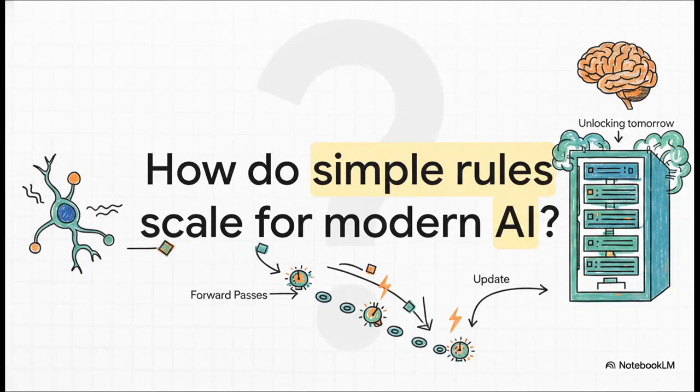Which leaves us with this pretty incredible thought to ponder. Every massive, world-changing AI model you read about today is fundamentally built on the exact same principles we just covered: forward passes, calculating errors, and walking down a mathematical hill to update tiny dials. If these simple mathematical rules, inspired by biology way back in the 1940s, can give us the AI we have today, what on earth will they unlock tomorrow?